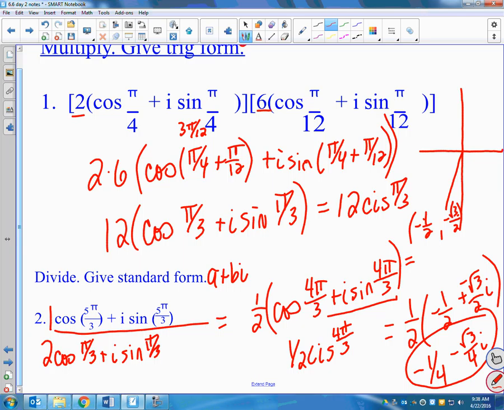So if you know how to do your unit circle, which apparently I'm failing at, it's not so bad to do. I need an intervention. Too many things going on.